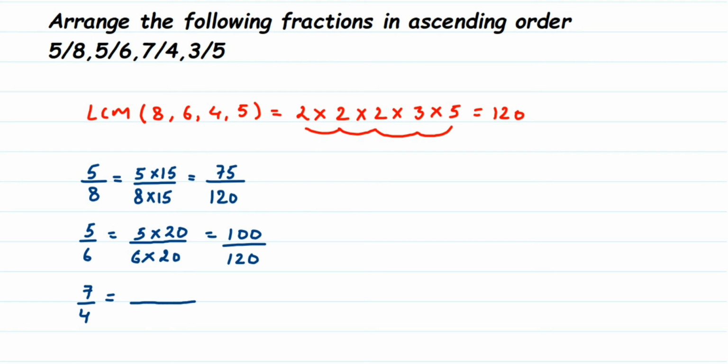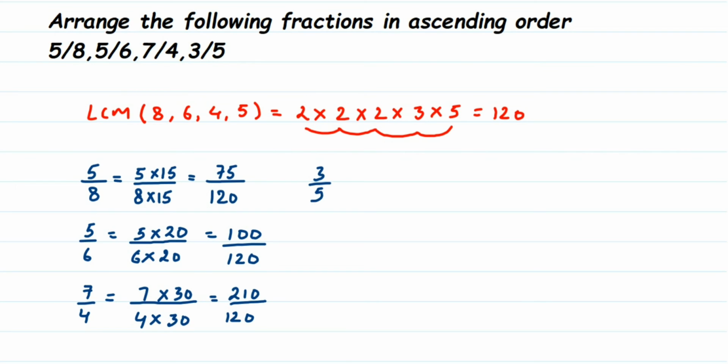The next we have is 7 by 4. Now with 4, what should we multiply to get 120? We know that 4 3s is 12, which means if I multiply with 30, I'll get 120, because we have a 0 here. That's why we're multiplying with 30. So 4 into 30 and 7 into 30. 7 3s is 21, so we will get 210 upon 120. And the next we have 3 by 5.